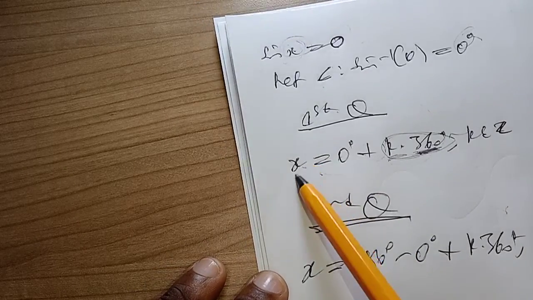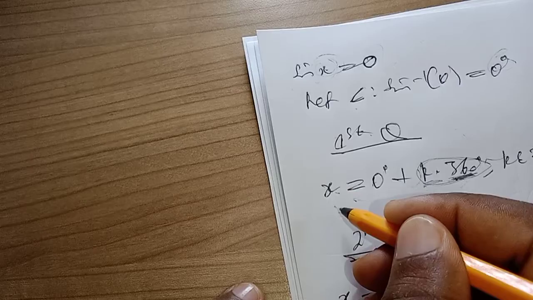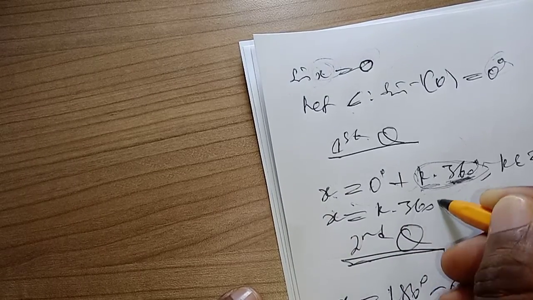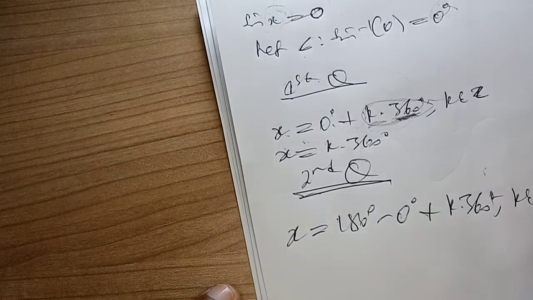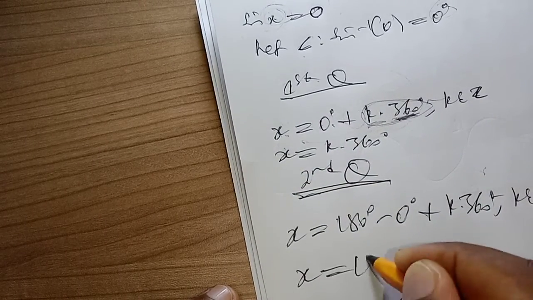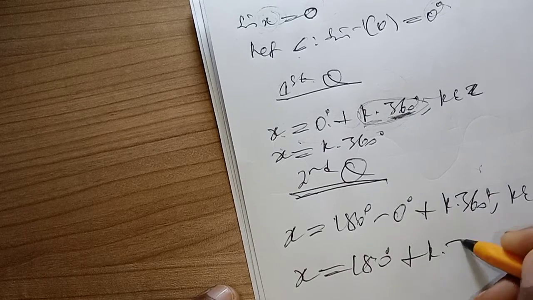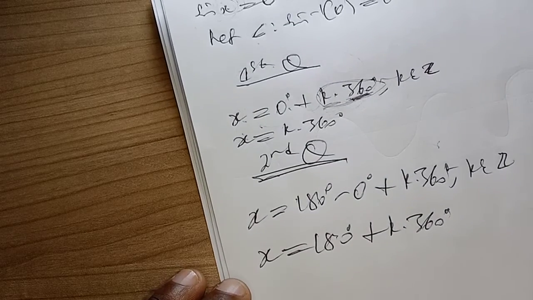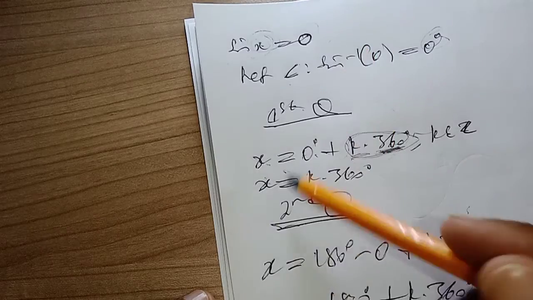Okay, here you can simplify this. You can have x equals k 360 degrees, because here is just 0. Okay, you can simplify it like that. Then here you can simplify this one to 180 degrees, then having the case of multiplying the 360 degrees thing. Okay, then we are done with the general solution for sin x equals 0.